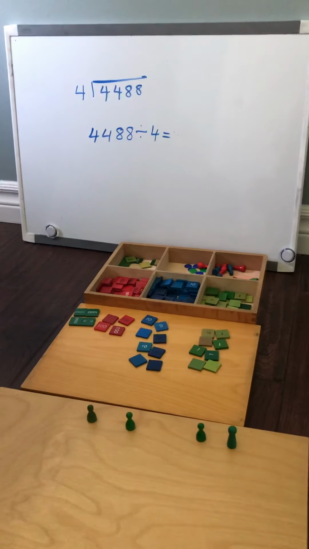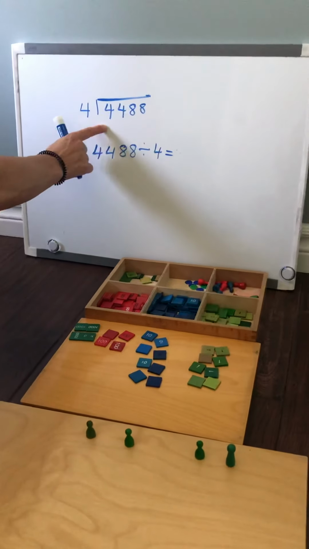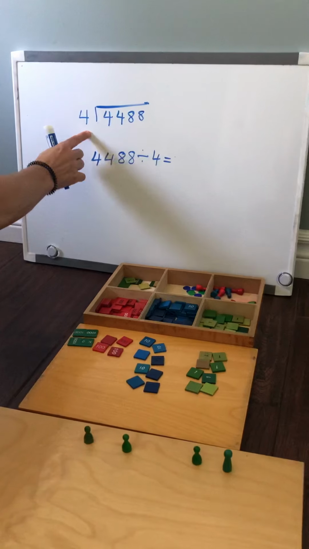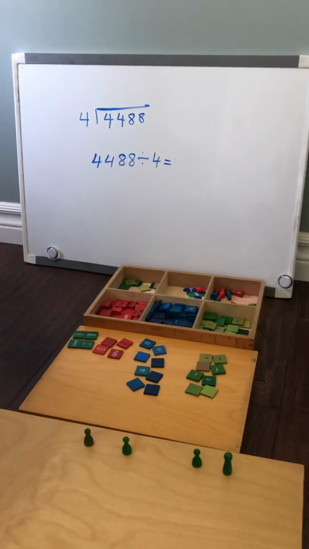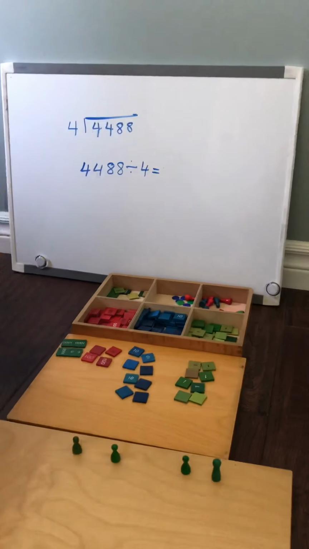So I'm going to show you how you could solve this using the stamp game. So again, this is called your dividend, this is called your divisor. You can write division this way, or you can write division this way. Here you have to make sure that you write your quotient very carefully above the right numbers.